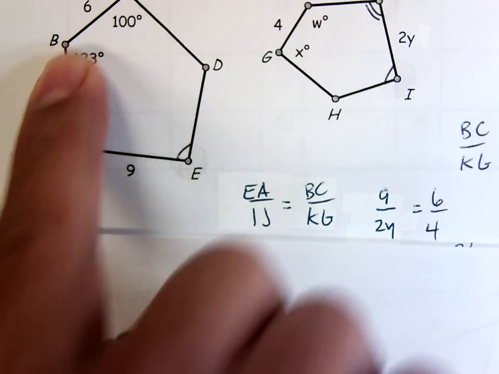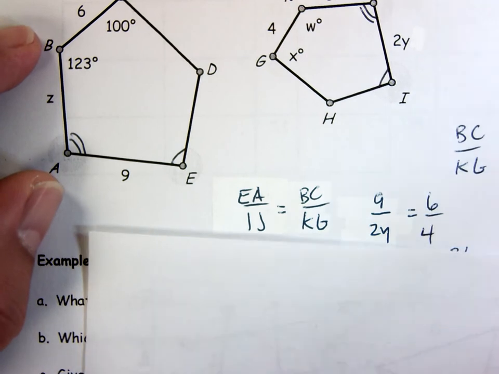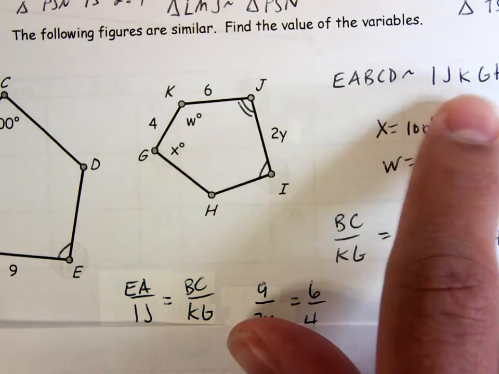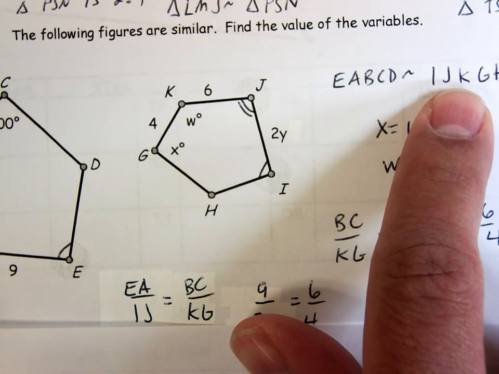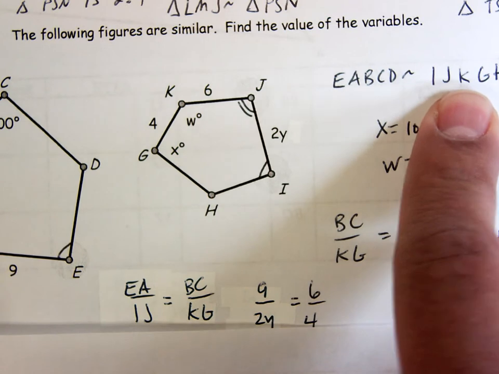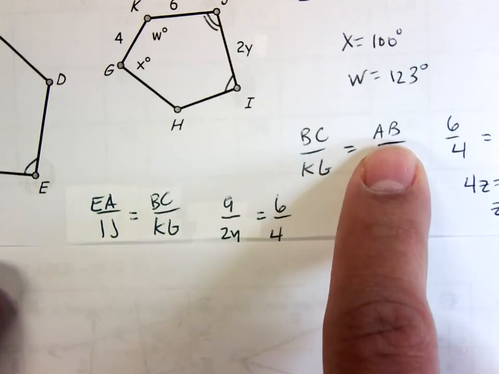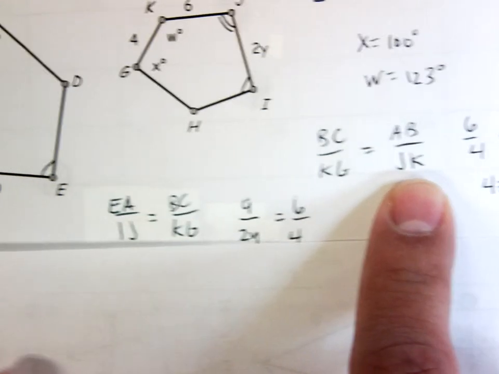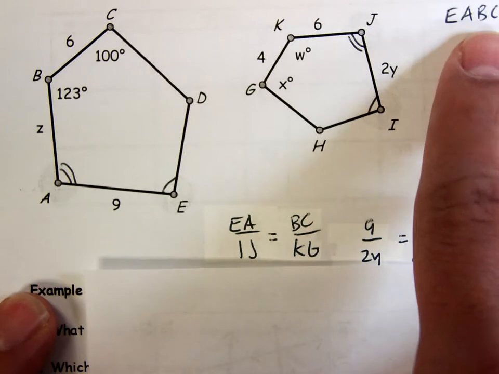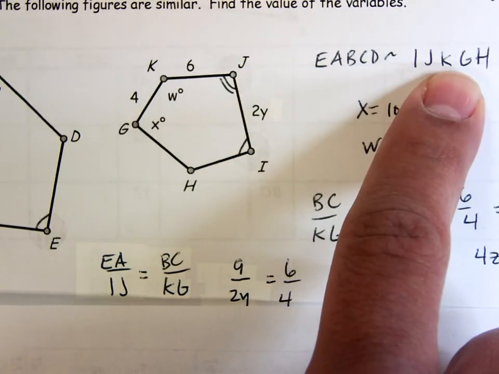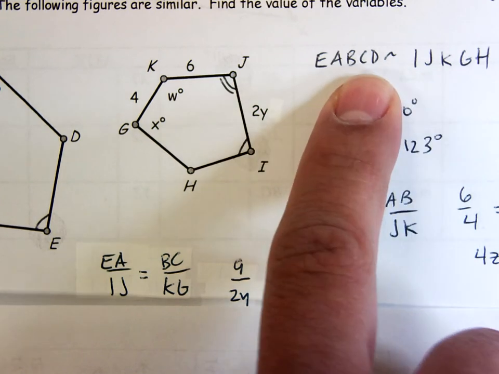Now if I go back to my statement, AB of the bigger one, which is right here, matches up to which piece in this side? JK. So AB should be proportional to JK. And so that's what I put. I put AB over JK. Now let's match up something else in the pictures. Well, BC, which is right here, is matching up with KG. So BC should match up to KG.